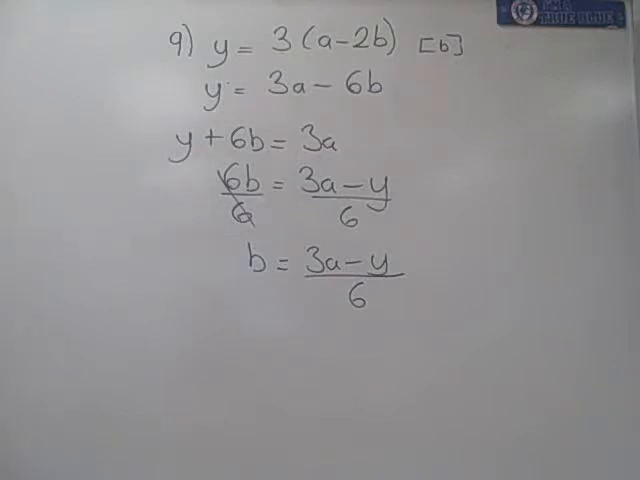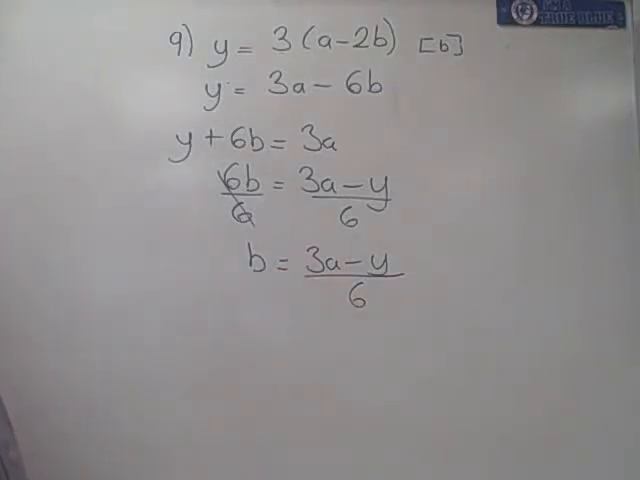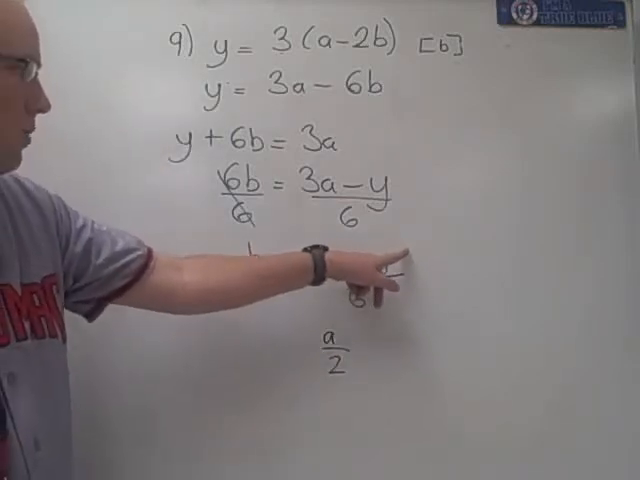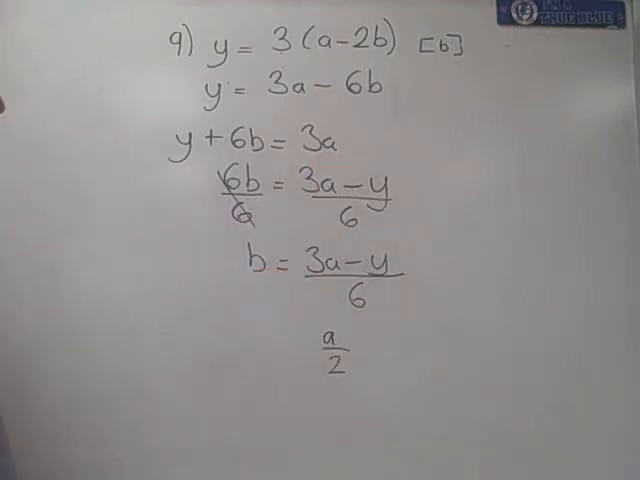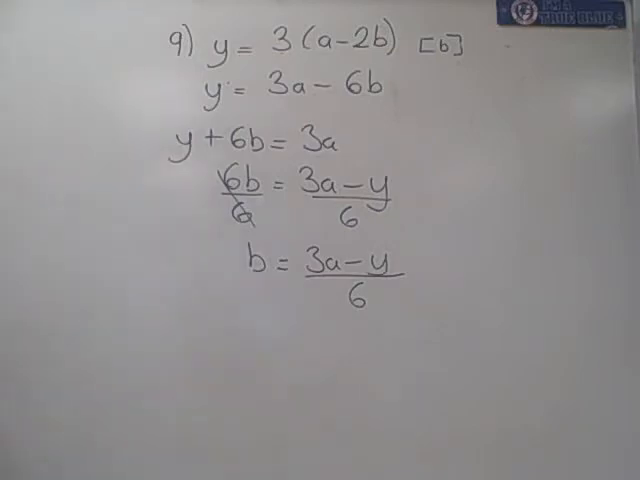Now that looks very different from the previous answer, except 3/6 is the same as 1/2 a, which you could write as a over 2 perhaps, and y divided by 3 and then divided by another 2 is the same as y divided by 6. So actually you do still end up with the same answer, but it just looks slightly different.